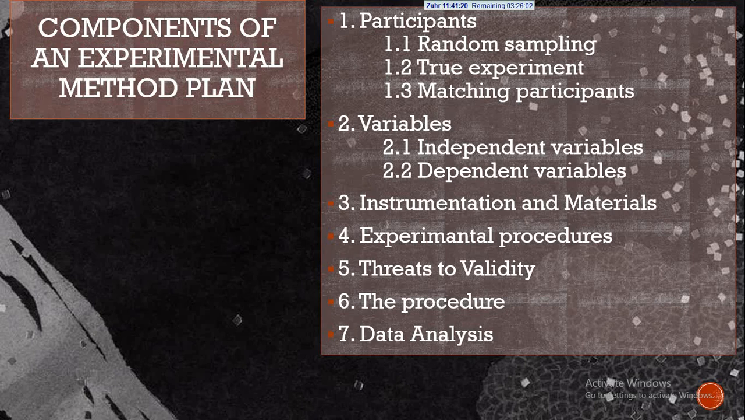Threats to validity. Experimental researchers need to identify potential threats to the internal validity of their experiments and design them so that these threats will not likely arise or are minimized. There are two types of threats to validity: internal threats and external threats.